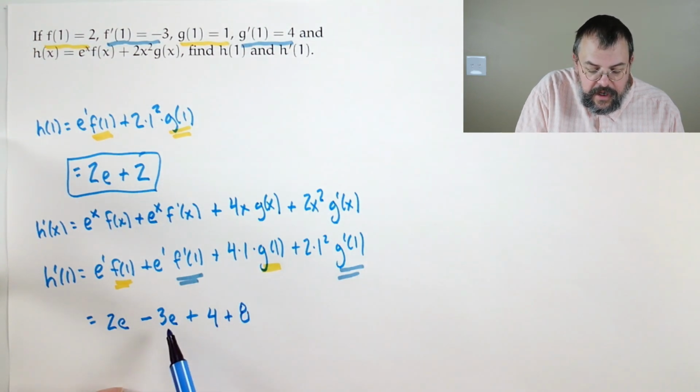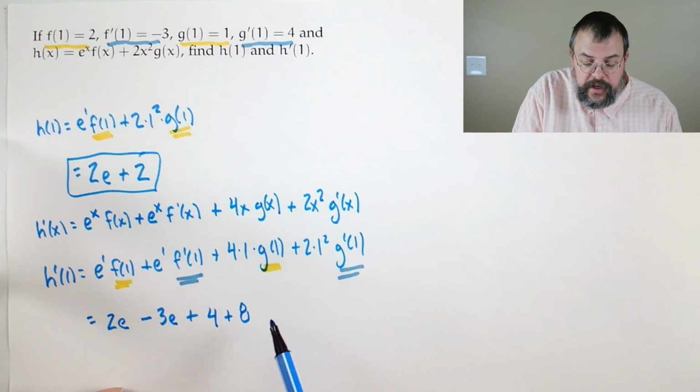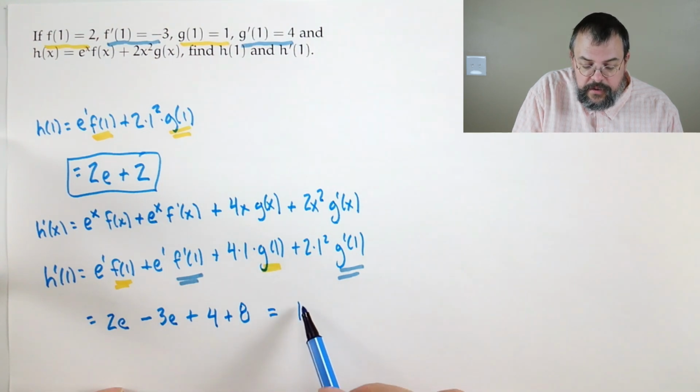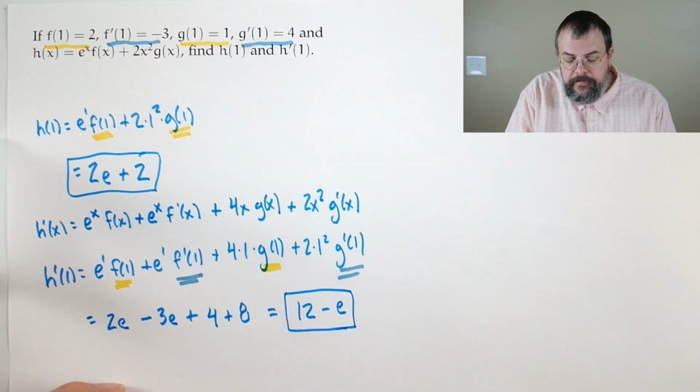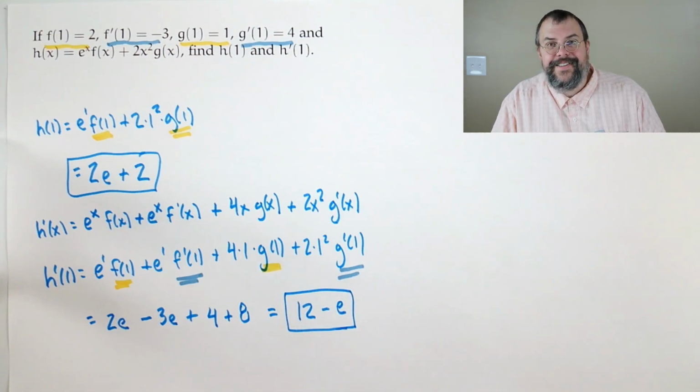So 2e subtract 3e would be a negative e. 4 plus 8 is 12. So 12 subtract e. There we go. That's the answer.